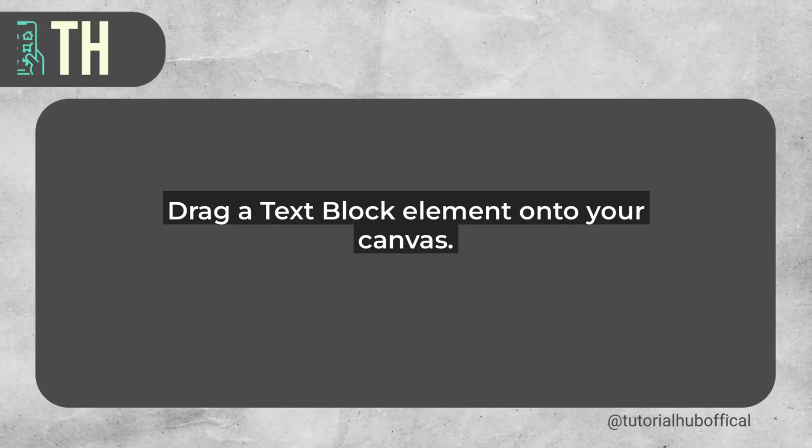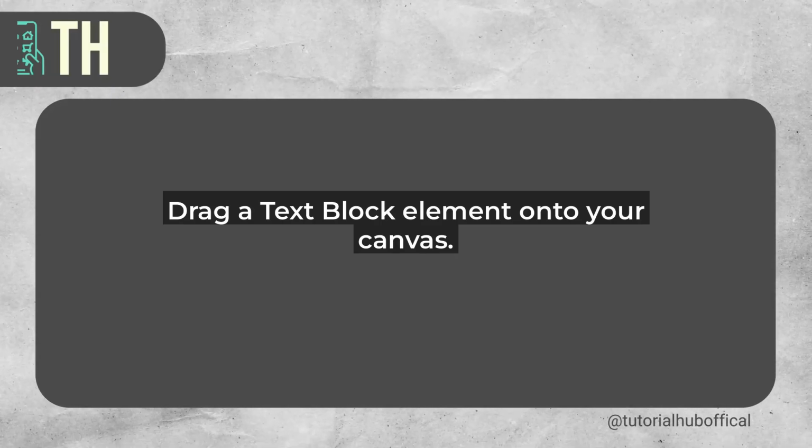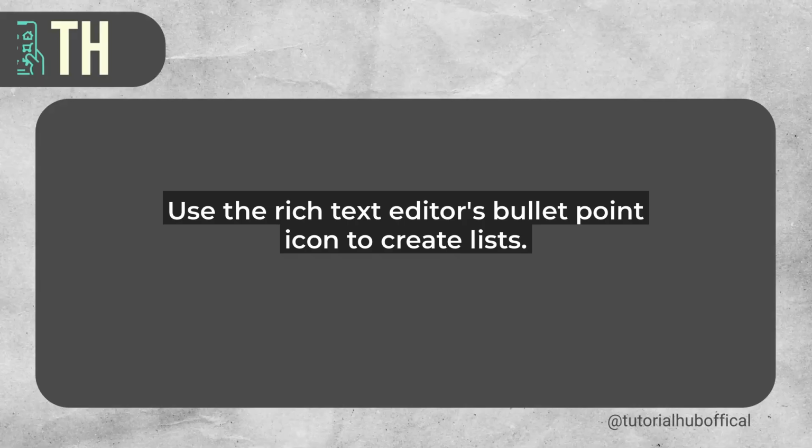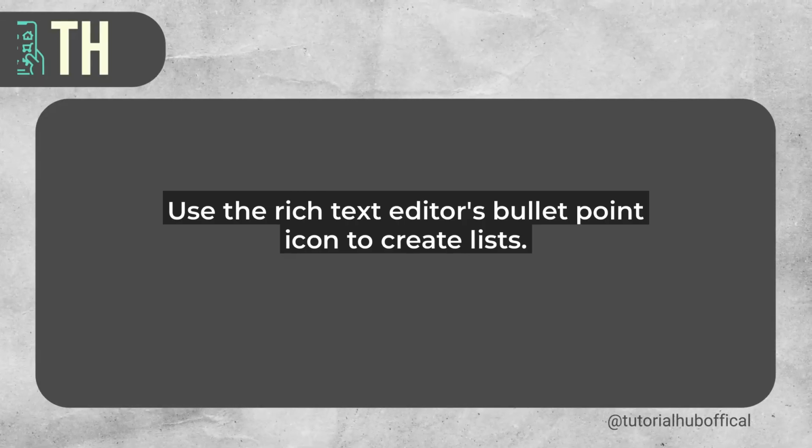Now, to add bullet points, start by dragging a text block element from the Elements panel on the left into your canvas. This is your blank slate. Double-click inside the text block to start editing. Webflow's rich text editor makes this easy.